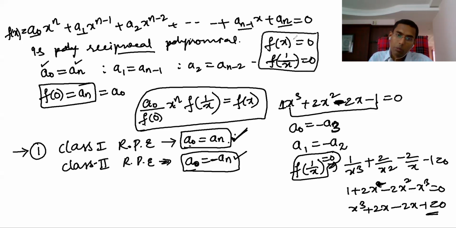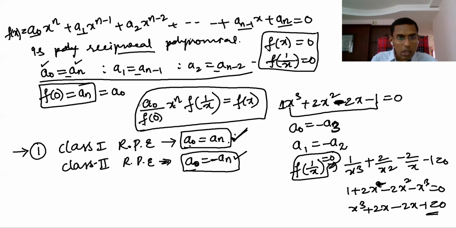But here two types are there, class 1 and class 2. In a reciprocal equation of class 1, you will get a naught equal to an, a1 equal to an minus 1. But in class 2, you will get the opposite sign. So this is class 2.